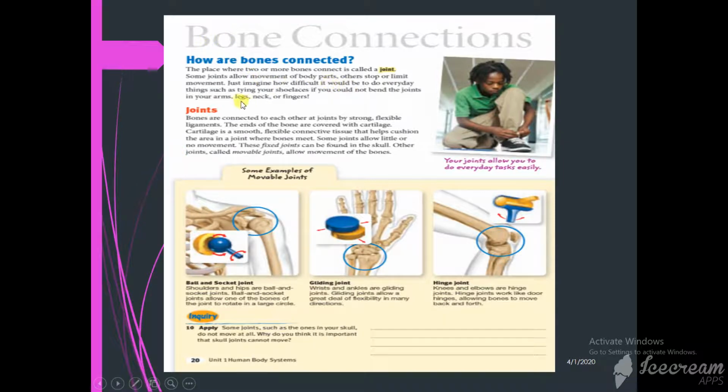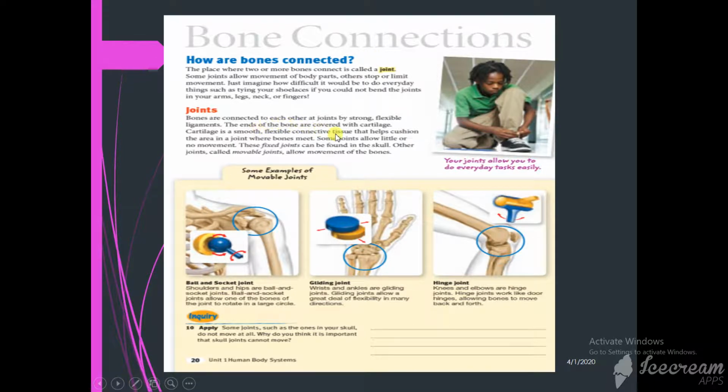Imagine how difficult it would be to do everything, such as tying your shoelaces, if the joints of your arms and hands could not move. So I told you joints are the place where two bones meet. When two bones connect, that place is called a joint, and it is connected with the help of ligament. Strong, flexible ligaments. Most of them are flexible. Some of them, when the bone is not needed to move, are the stronger ones.